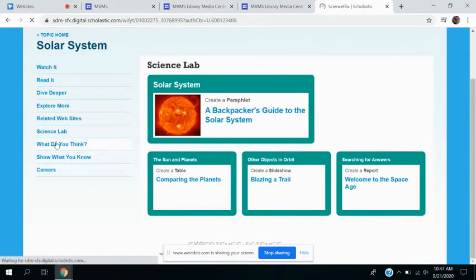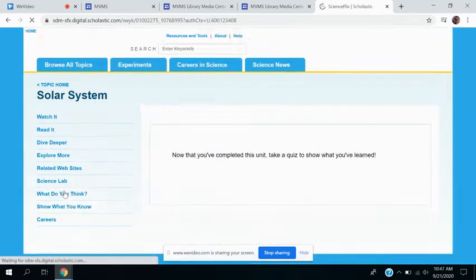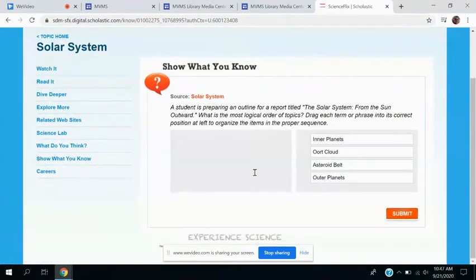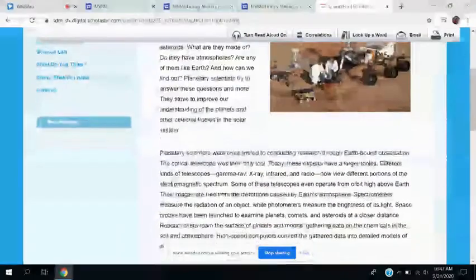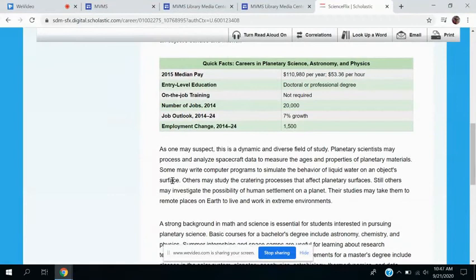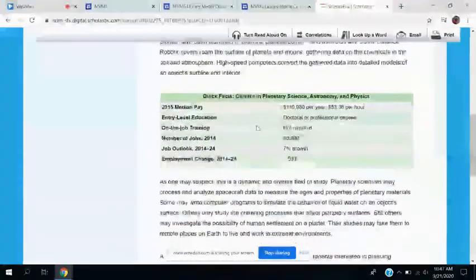So what do you think? Gives you 3 questions that pertain to the unit that you're then asked to answer. And the show what you know will then lead you to a quiz. So you would start the quiz to show what you've learned. The final section of every unit is careers. And again, that will give you a page of information about different careers that pertain to that unit, including how much they would make, entry-level education required, and on-the-job training.